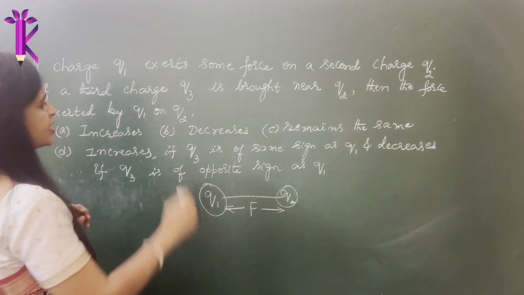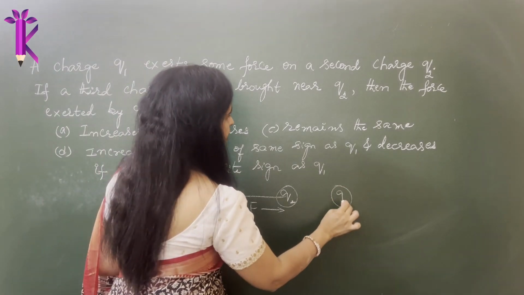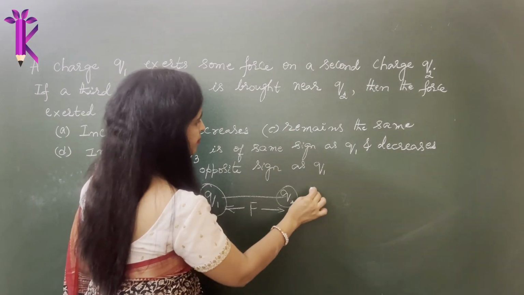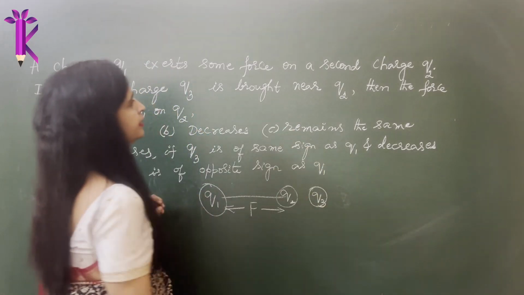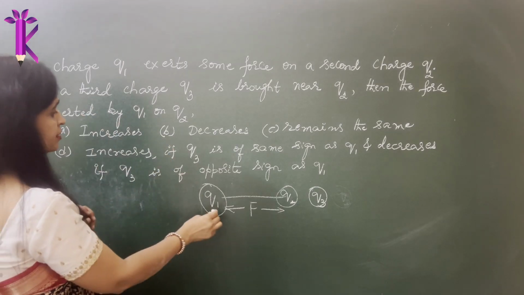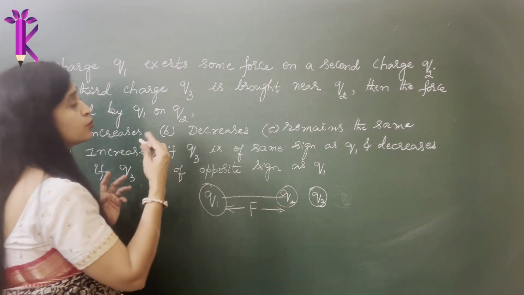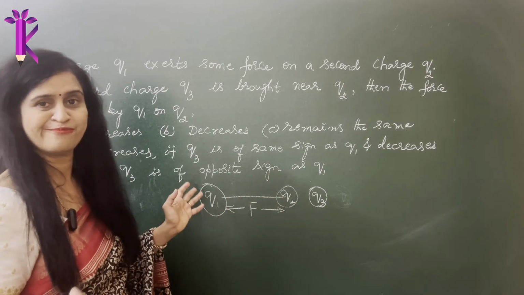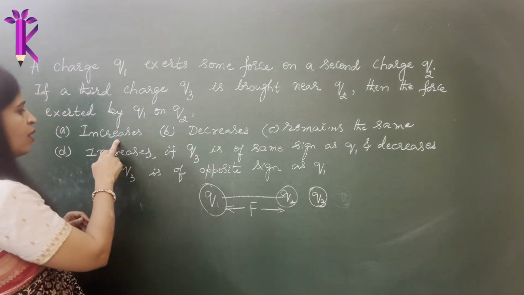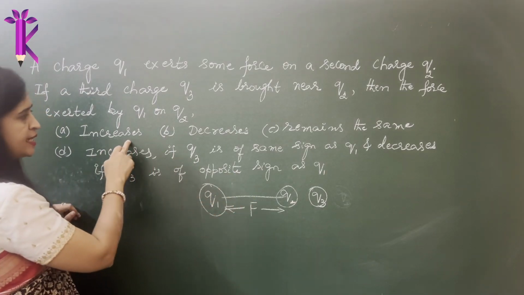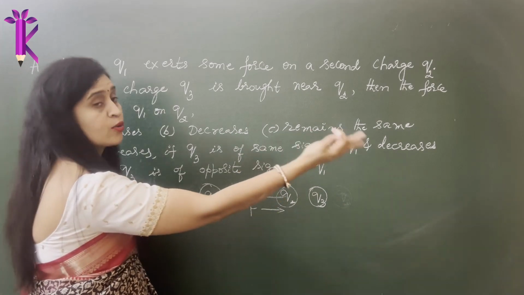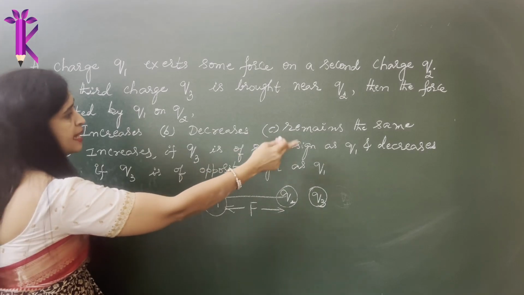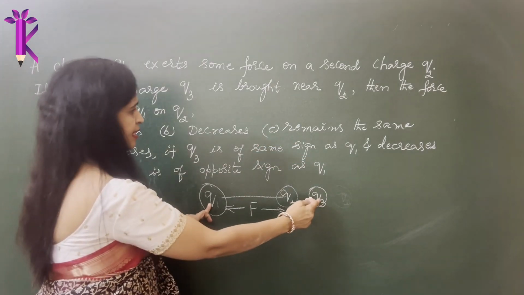Now if a third charge q3, another third charge q3, is brought near q2, you are bringing it near q2, then the force exerted by q1 on q2, what will happen? Will that affect the force experienced by q2 due to q1? Very simple answer. You have the options. The force exerted by q1 on q2 increases, or decreases, or remains the same, or it increases if q3 is of the same sign as q1. I mean, they're talking about these three.